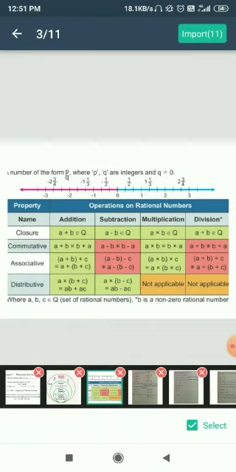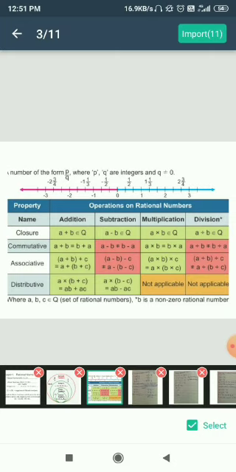So among them, first is the closure property. Now if you add two rational numbers, you will of course get a rational number. So this closure property is applicable in addition, subtraction, multiplication, and in division also. But in case of division, the divisor, that is b, should not be equal to 0, because any number divided by 0 is not defined in mathematics.